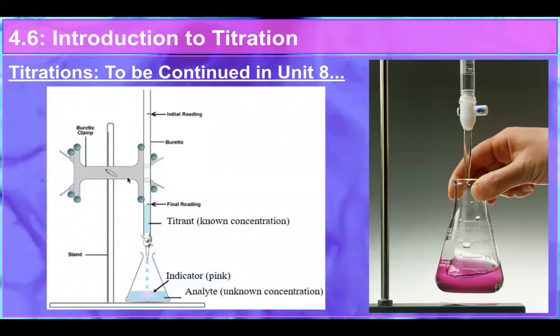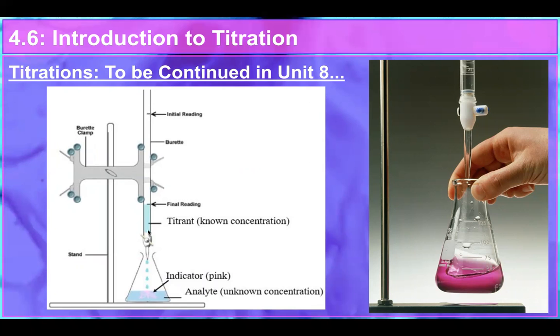So this is a setup for a titration. So we would have a ring stand, a clamp, and then a burette, which is kind of like an upside down graduated cylinder, you could say. But at the very top here, there would be an opening that we would pour our titrant into, and then we would fill it all the way up to, as close to zero as we could get. That would be our initial reading.